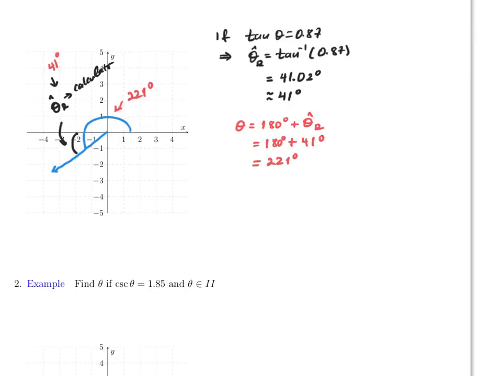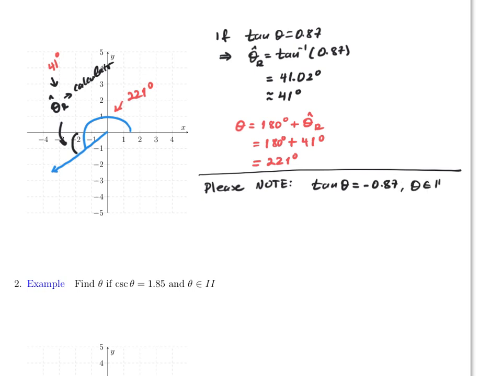All right, so please note, let me just make a small variation in this problem. What about if the problem was this, the tangent theta is equal to minus 0.87, and theta is in the second quadrant. The reference angle is not going to change. Using the information from the previous problem, the reference angle is still going to be 41 degrees.